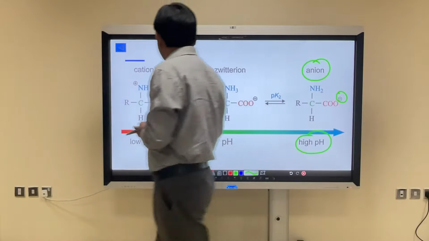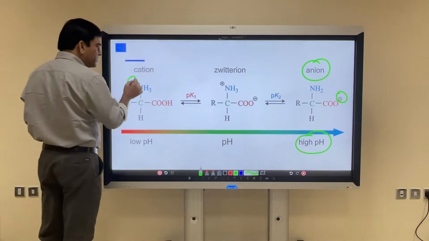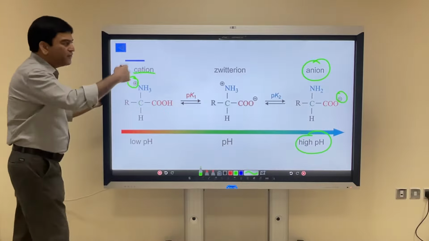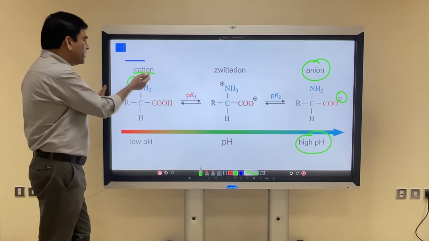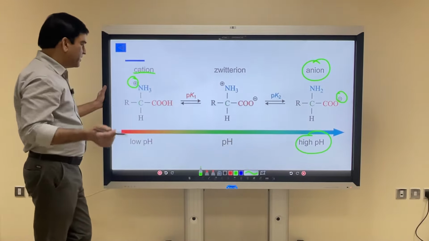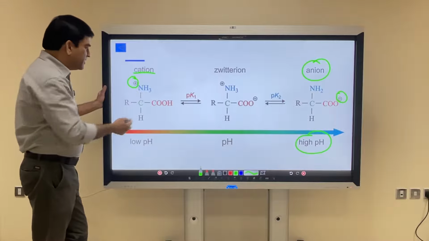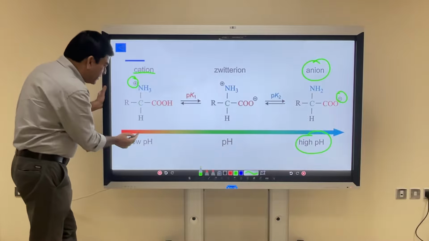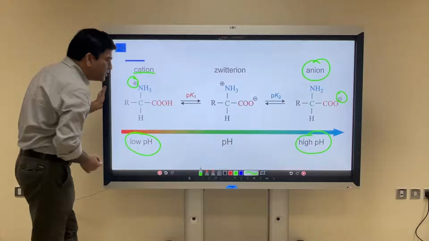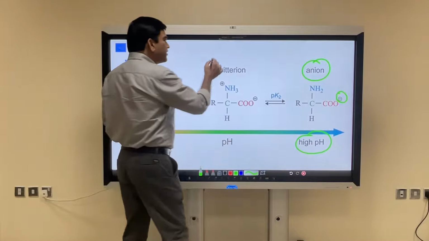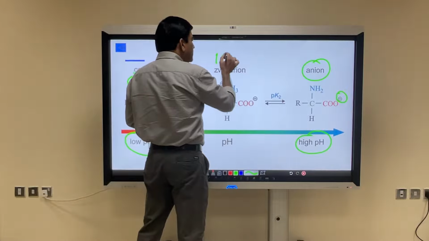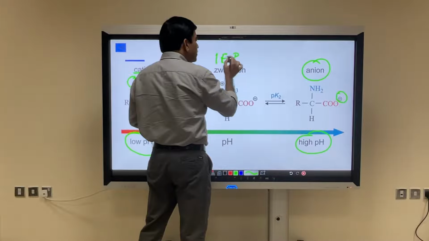Amino acids can have a positive charge. That's a cation. An amino acid can have a negative charge, or anion, or an amino acid can have a positive charge. That's a cation. And this is the fully protonated version. It is at low pH. And at isoelectric point, IEP. This is known as isoelectric point.